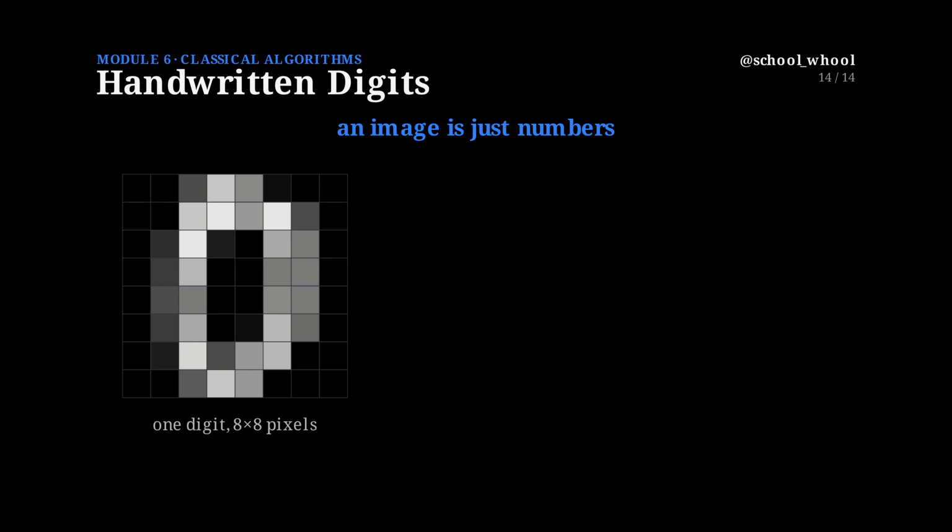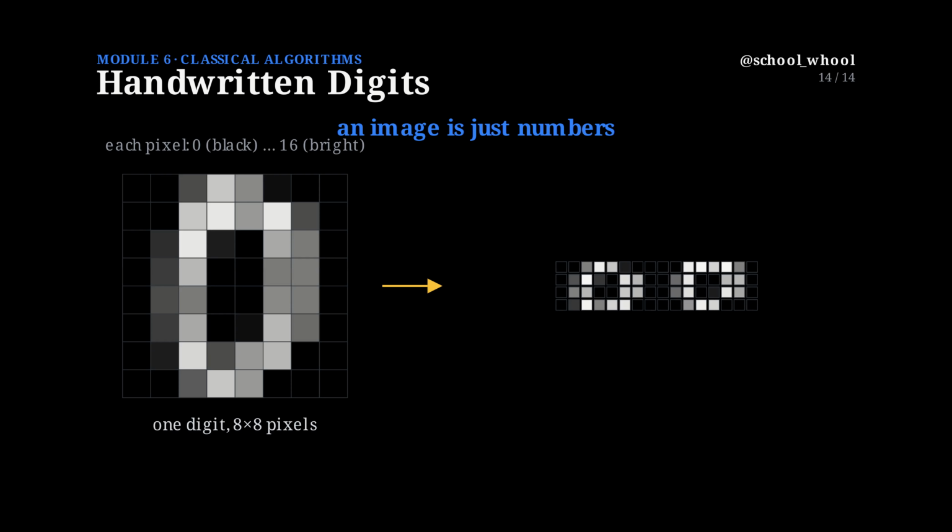Here's a single handwritten digit, drawn on an 8x8 grid. Each little square has a brightness, 0 for black, up to 16 for bright white. So the image is really just 64 numbers. We lay that grid out flat, row after row, into one long vector of 64 features. That flattened row is exactly what every model we've met can take as input.